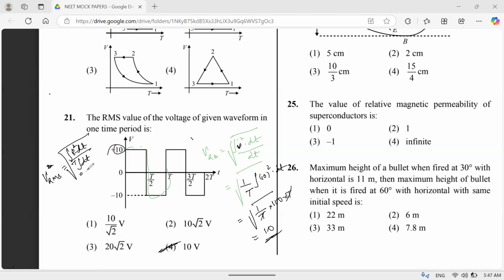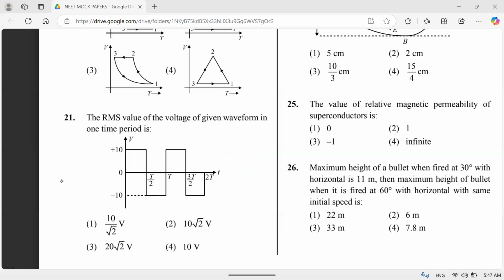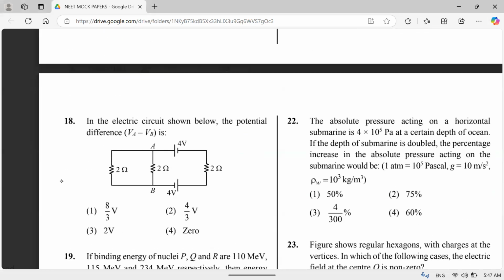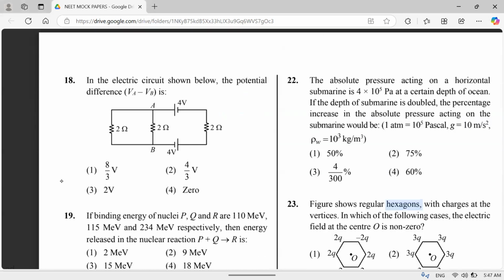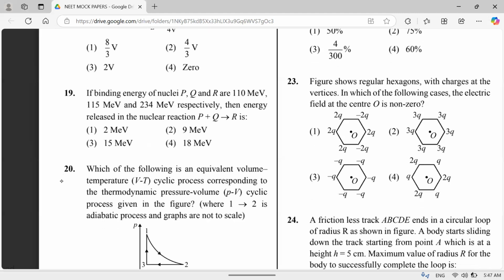Sure. Then 22 is fluids. 23. The figure shows regular hexagons with charges at the vertices. In which of the following cases is the electric field at the center O non-zero?